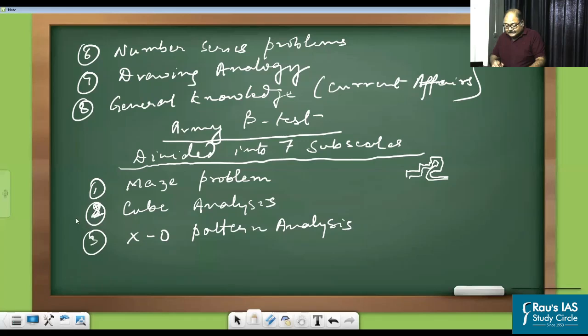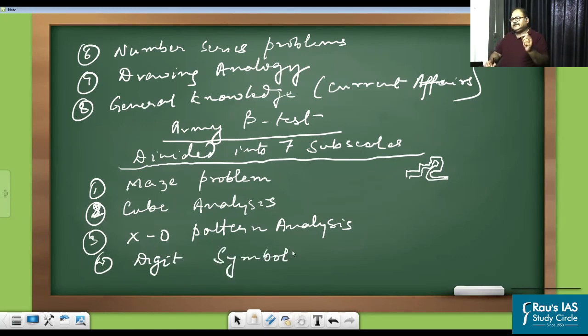Then digit symbols. So for every digit, you will be shown a symbol and you have to reproduce the symbol upon seeing the digit. Basically, it is a test of your memory. So every digit will be allocated a symbol. You have to remember the digit alongside the symbol. Okay.